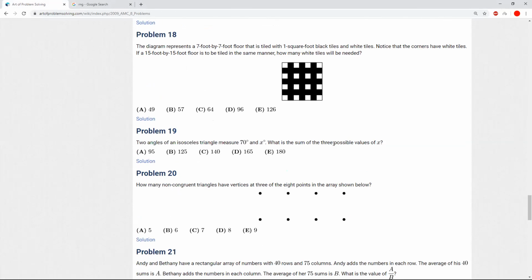Okay. So basically, in an isosceles triangle, I have a draw line feature. That's going to be useful. There you go.